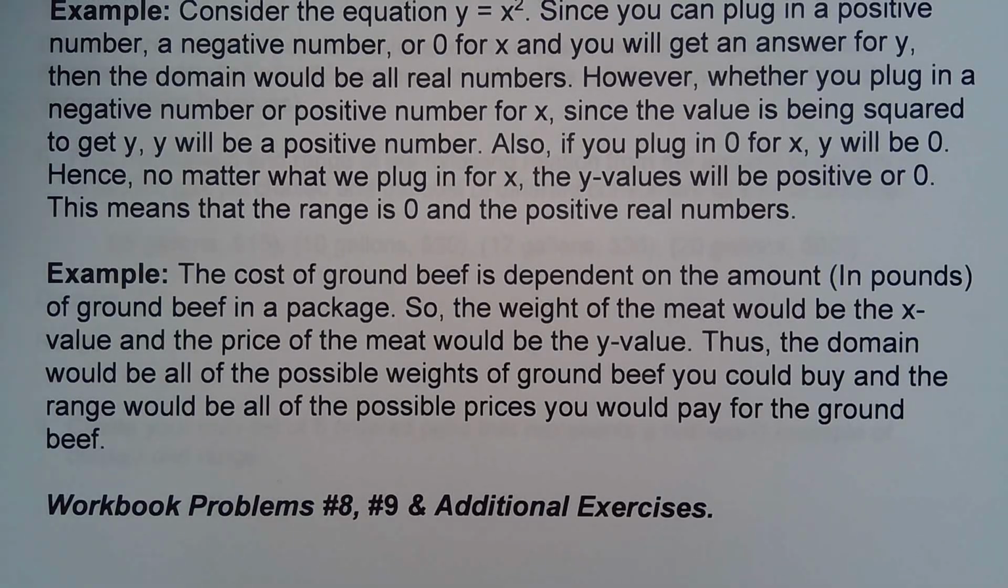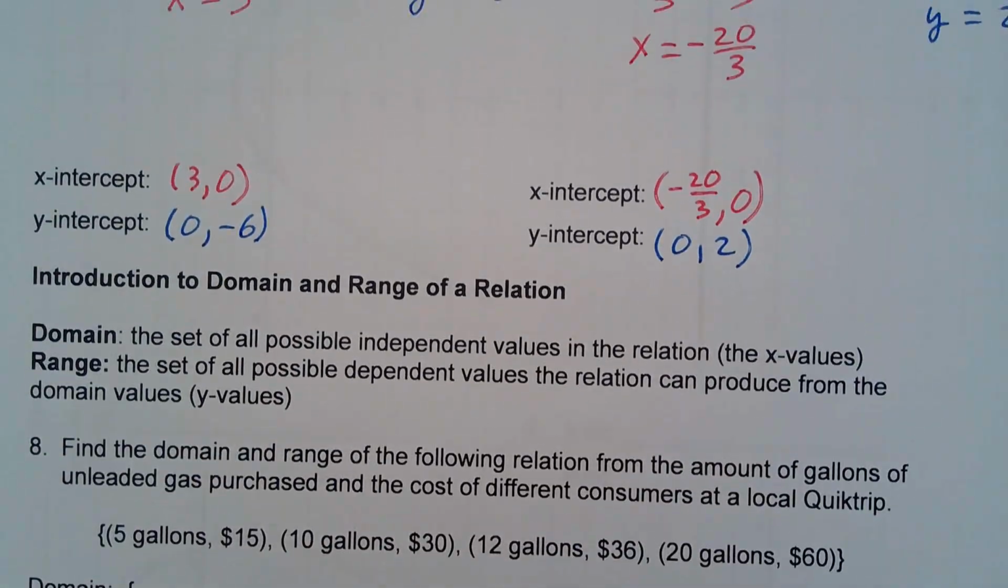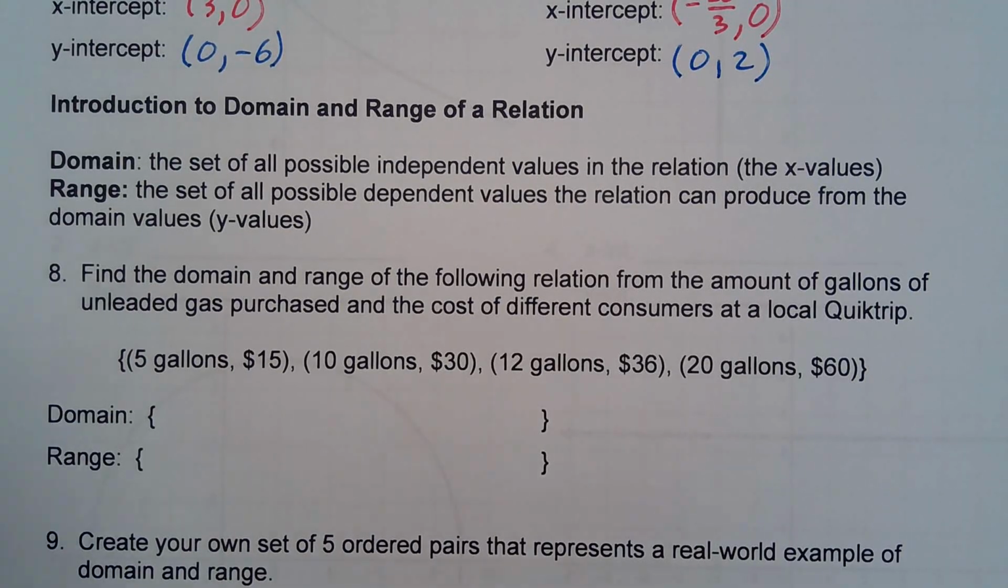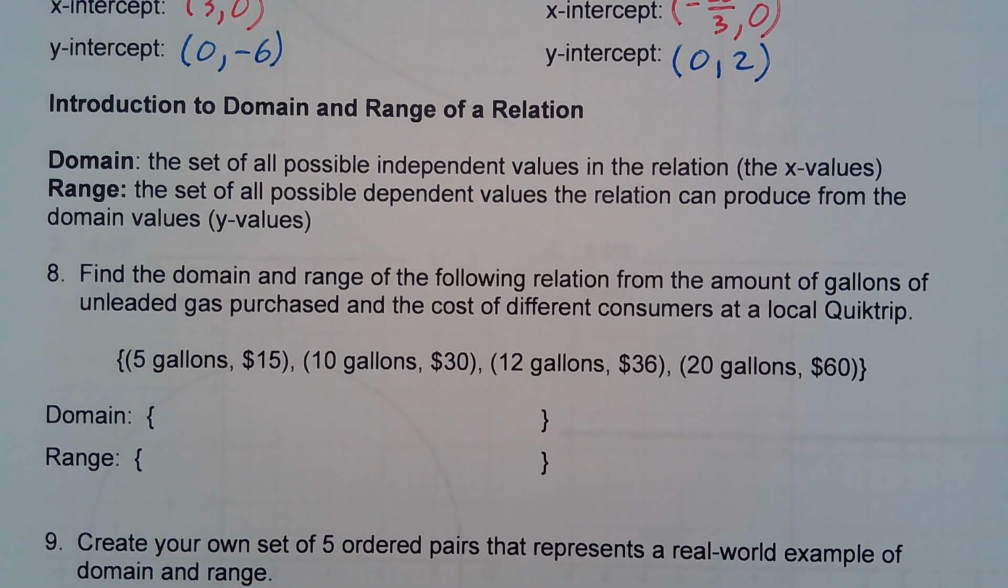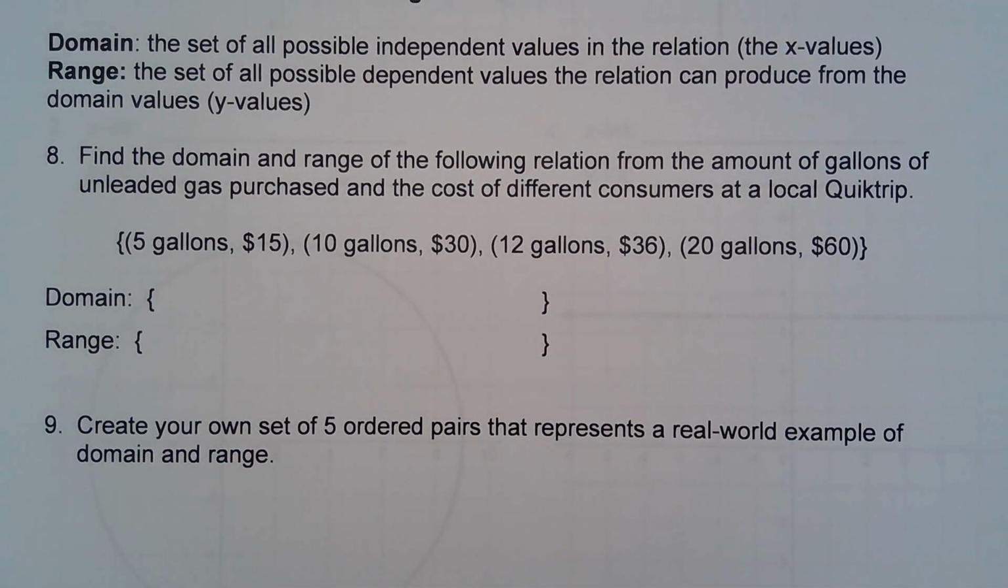So let's go back to our workbook. We're going to turn to page 5 and right in the middle. So just kind of a quick reminder. Introduction to domain and range of relation. Domain is a set of possible independent values in the relation, the x values. The range is a set of all possible dependent values in the relation that can be deduced from the domain values, the y values.